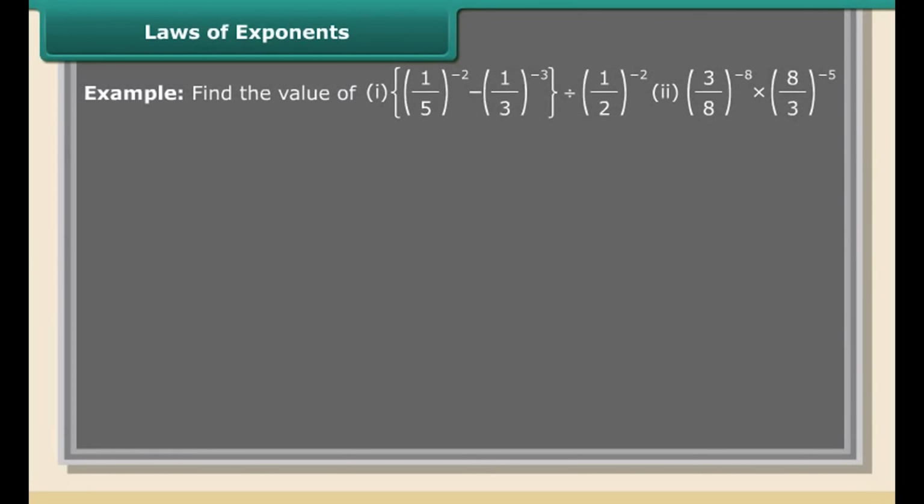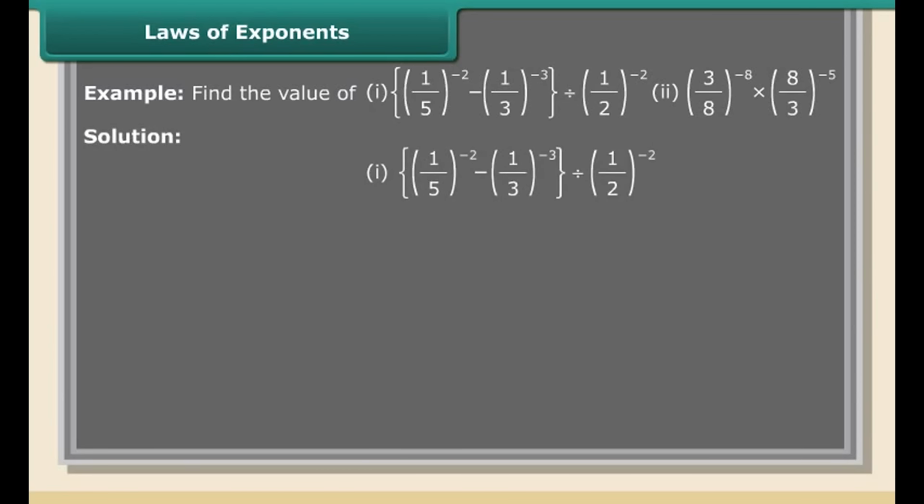Example: find the value of (1/5) raised to the power minus 2 minus (1/3) raised to the power minus 3, divided by (1/2) raised to the power minus 2. 2. (3/8) raised to the power minus 8 into (8/3) raised to the power minus 5.